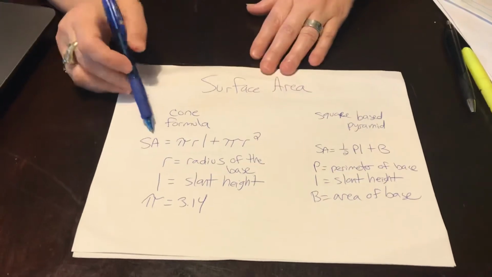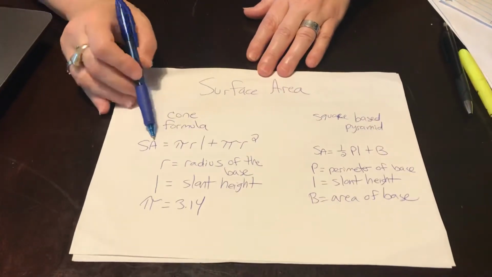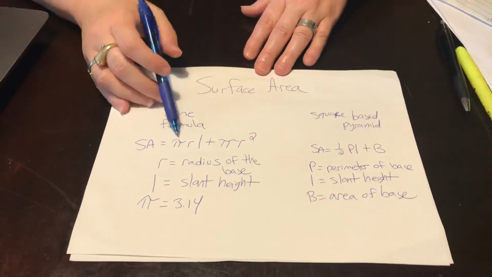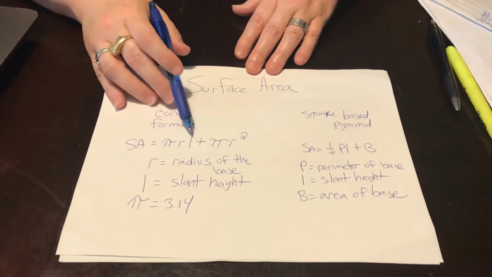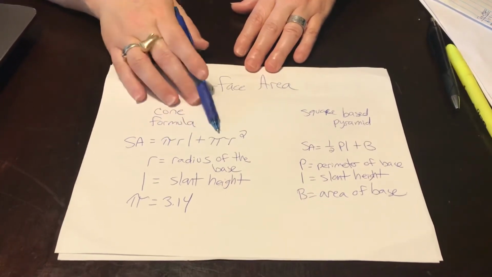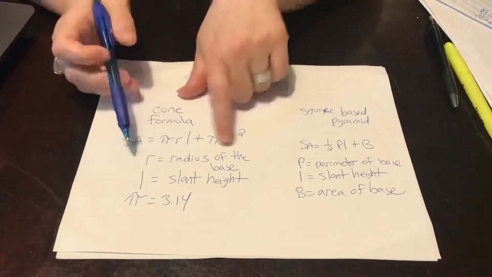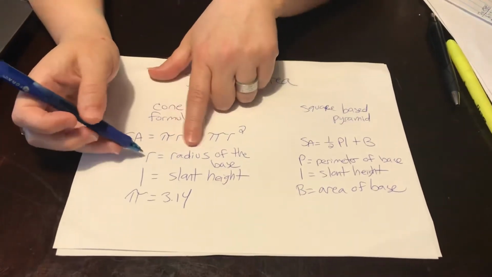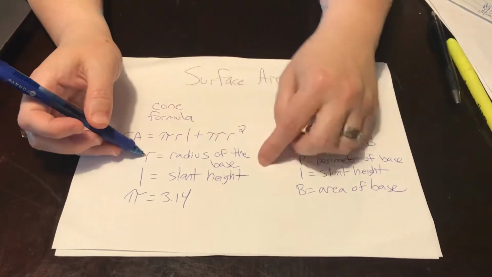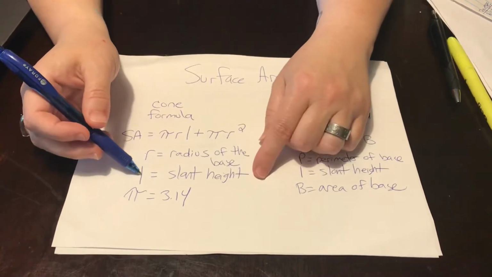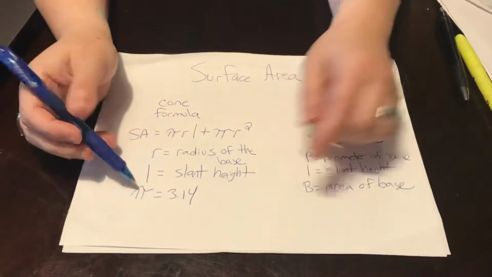Okay, the formula for the surface area of a cone is SA, which means surface area, equals pi times r times L plus pi times r squared. Now I broke down what everything is. The r is the radius. The L is the slant height, and of course we know pi is 3.14.